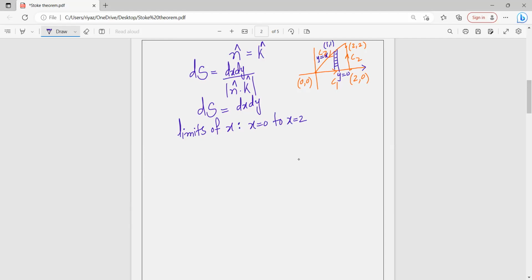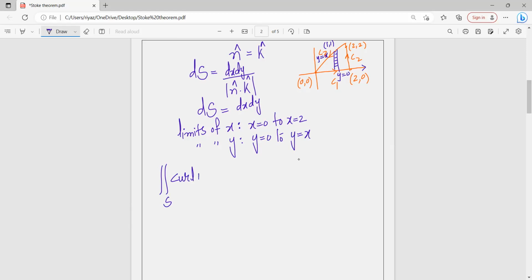Y values and x values are equal. That is a straight line. Equation of that straight line is y is equal to x. So lower limit is y is equal to 0, and the strip upper limit is y is equal to x.